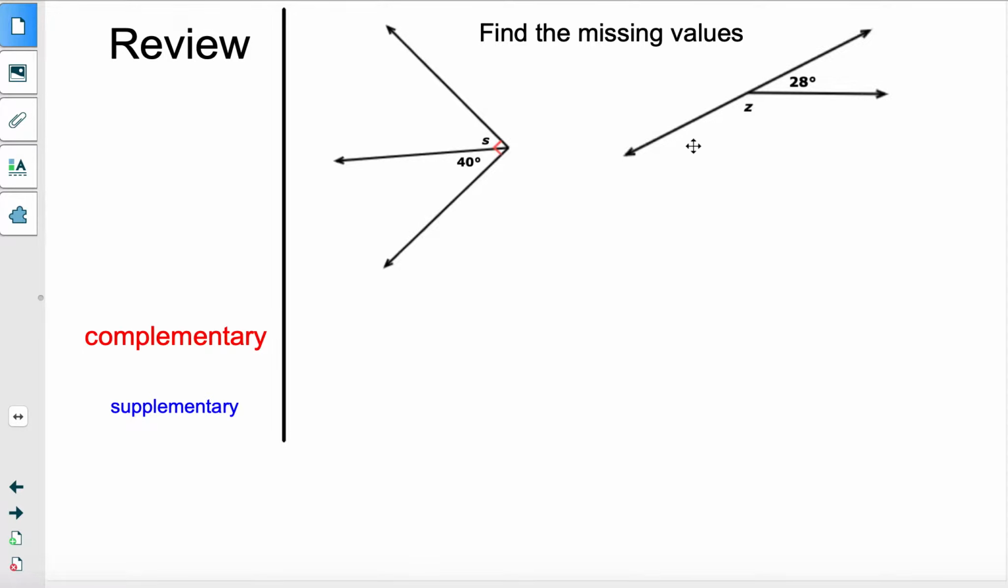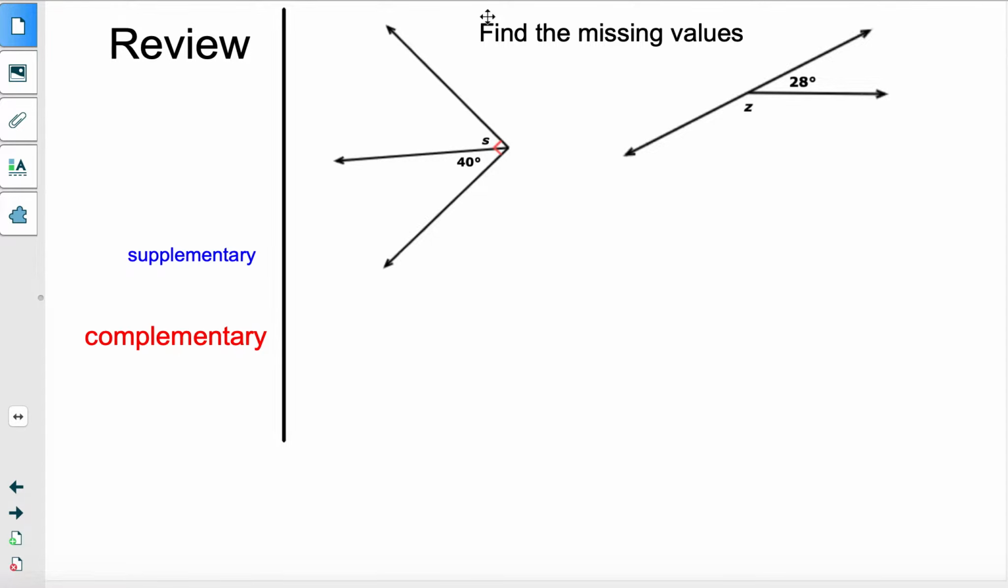You can draw these two shapes, and I want you to fill in for the missing angles. And then I want you to tell me which one is complementary, which one is supplementary. So use these two words and decide where they would go. Come back when you are done. All right, let's take a look.